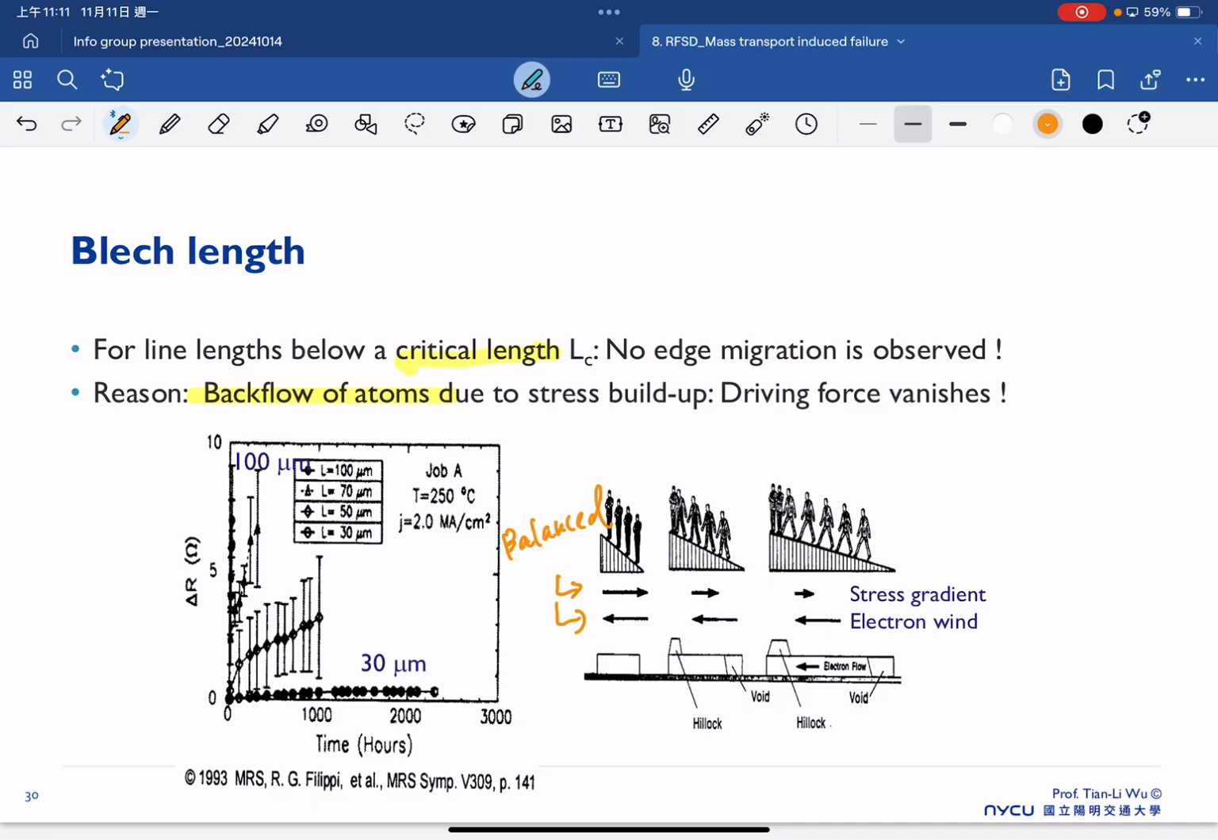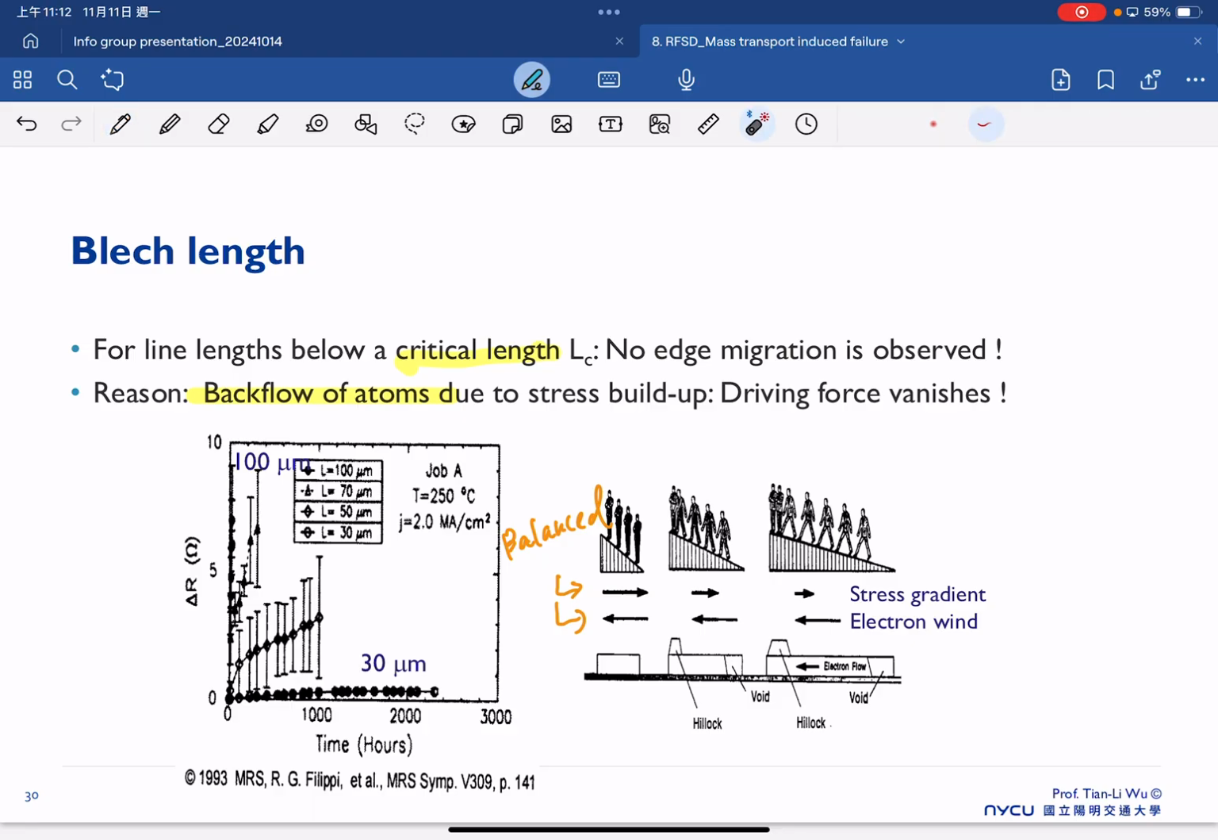So that means once we have a line below this critical length, we will have a very good balance between these two mechanisms. In the end, no degradation will happen.